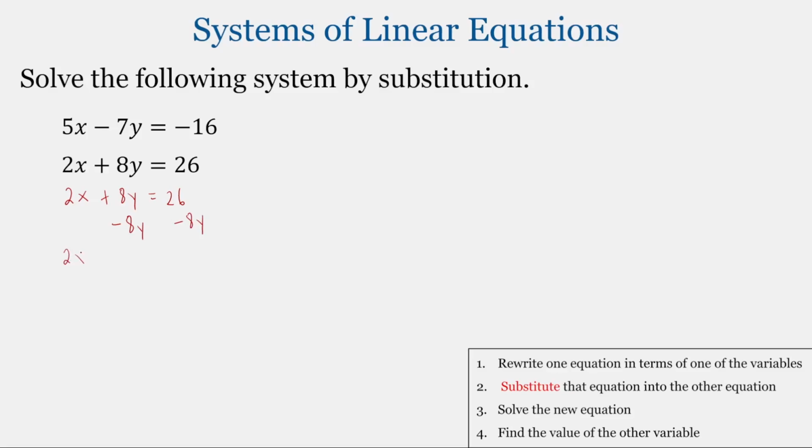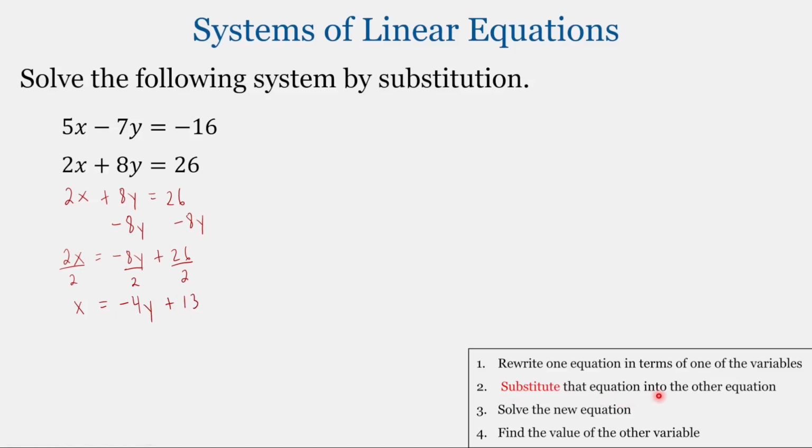This results in 2x equal to negative 8y plus 26. And now I'm going to divide by 2. So that's why I was checking divisibility. I'm going to divide all these terms by 2. We end up with x equal to negative 4y plus 13. Now I checked for divisibility because I wanted to avoid fractions.